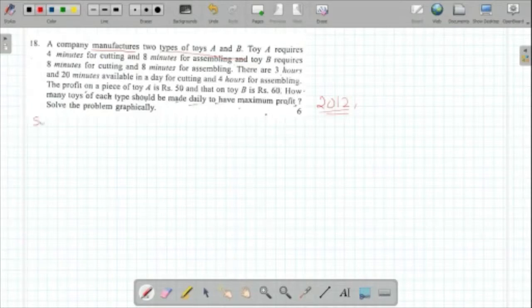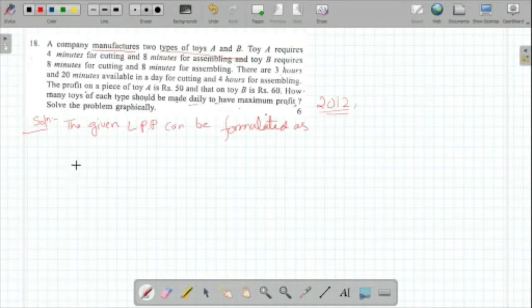We will say the given LPP can be formulated as follows. So first of all, we will draw a table with the information. We should draw a table.